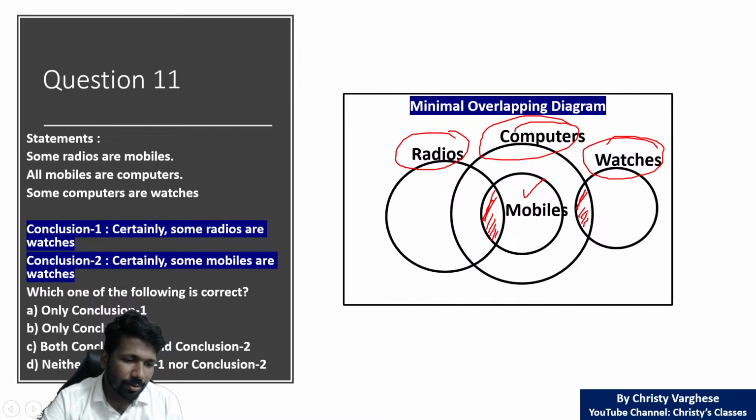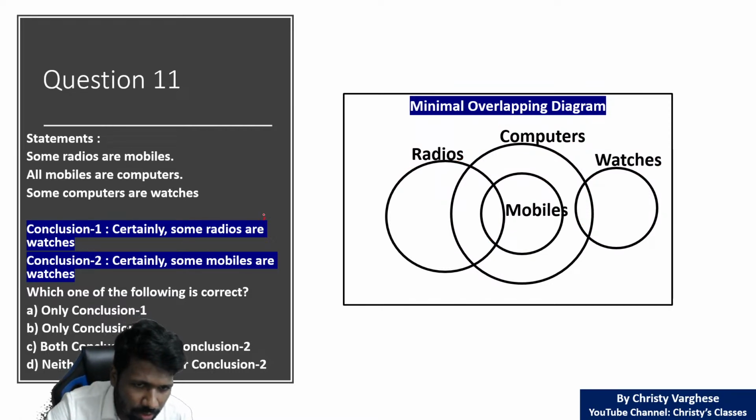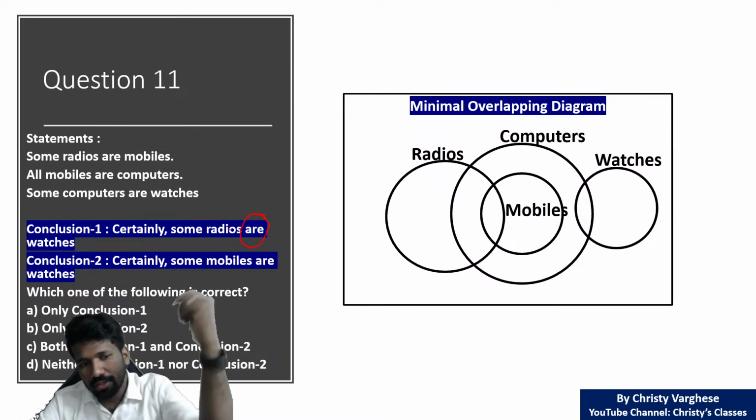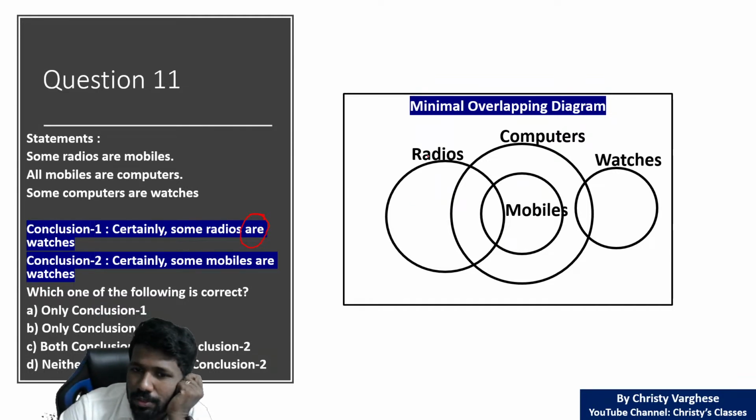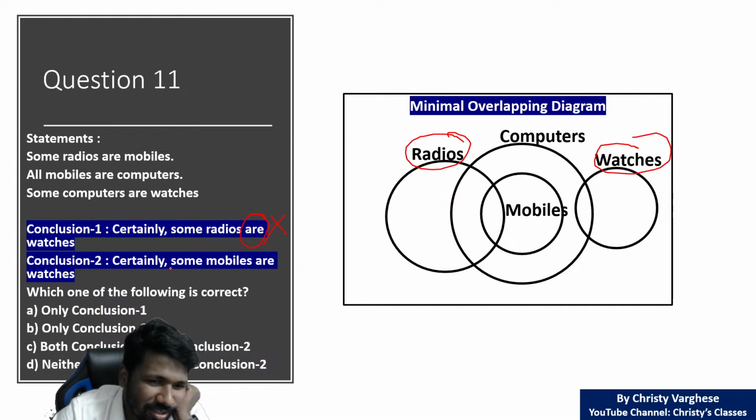Now, as I told you, whether the word "certainly" is there or not, it means the same. Some radios are watches. Is it true that some radios are watches? In the minimal overlapping diagram itself, that is wrong. So in other cases, we don't have to check. With this minimum overlapping, this is already wrong.